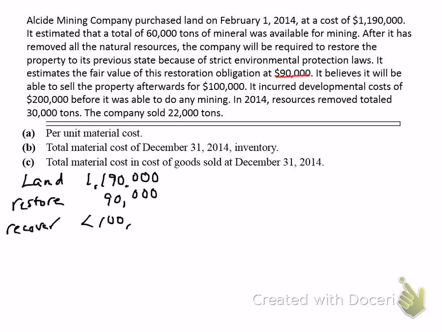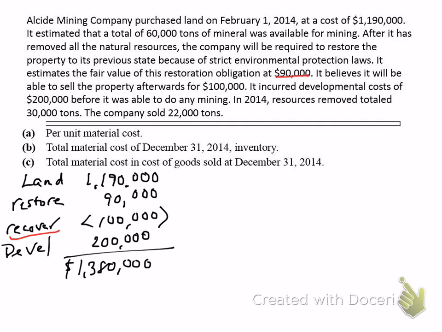They think they're going to be able to sell the land for $100,000 after they're done, so that's this recovery. You have to take that out, and we would record the land as having a value of $100,000. And then they incurred development costs of $200,000 before they were able to do any mining. So the total value for the minerals is $1,380,000. So to get to our per unit, we're going to divide by the expected number of tons to be mined, which is 60,000, gives us $23 per ton. Per ton is the per unit mineral.